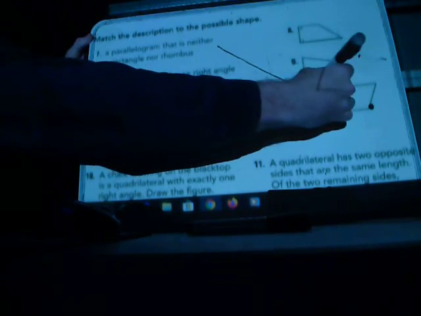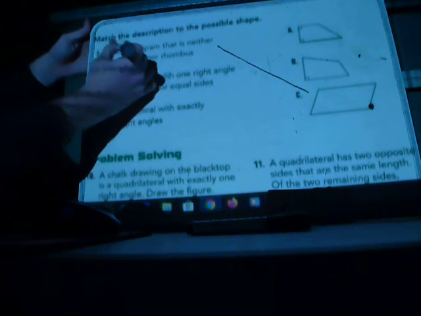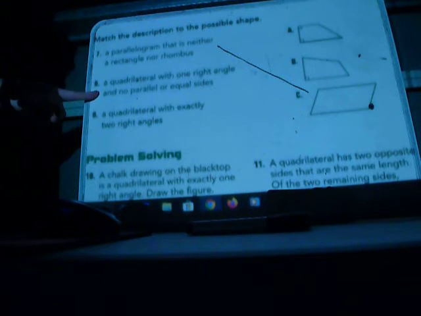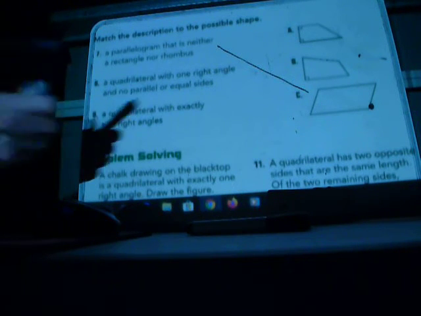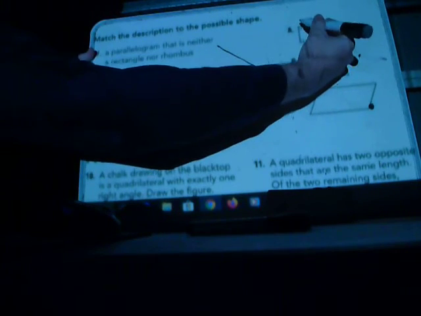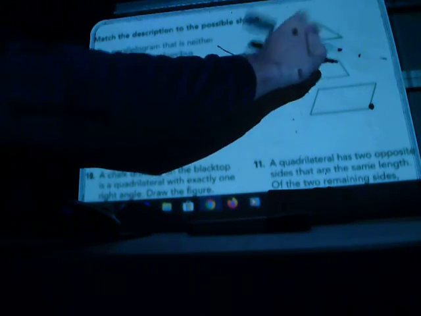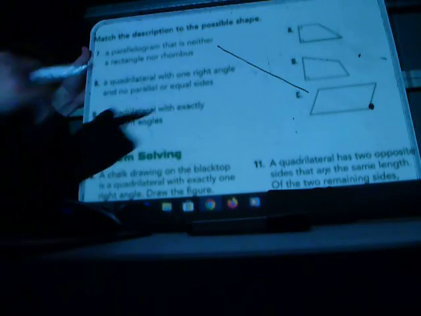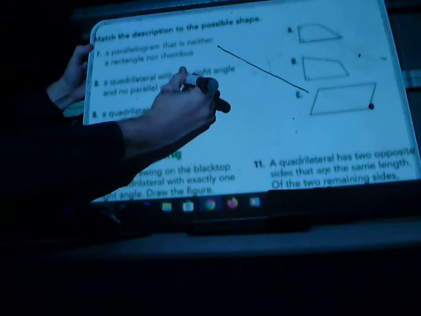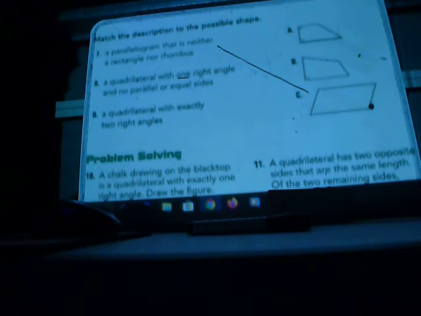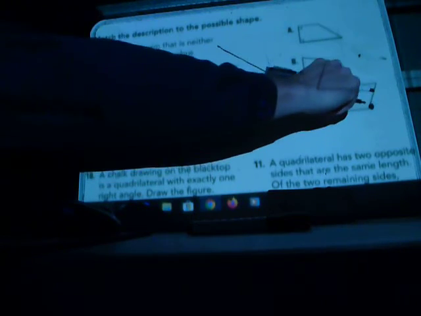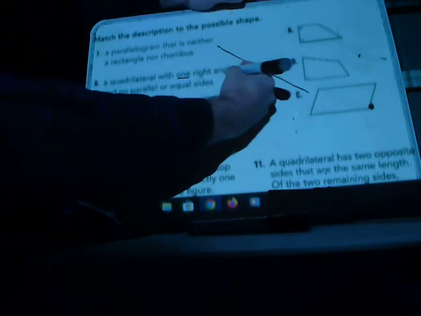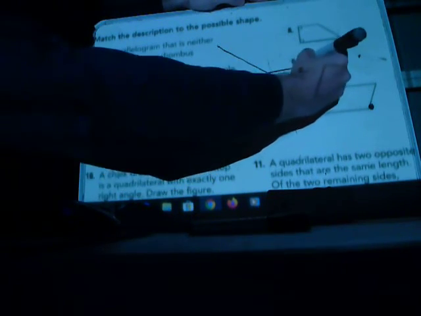There's your good description of what a parallelogram is. This one's a quadrilateral with one right angle and no parallel or equal sides. If you look at this one, that's a right angle where it goes straight like that. That one has two right angles. This one just has one right angle. And it has no parallel or equal sides. These aren't parallel and the sides aren't equal, so all the sides are different lengths and none are parallel. So that goes with that one.